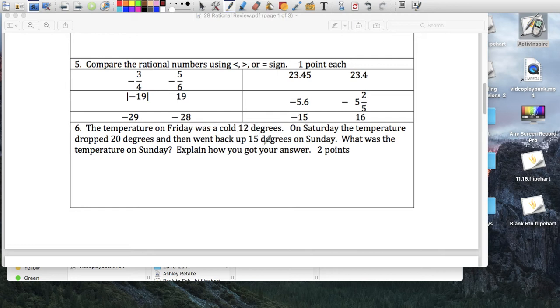The temperature on Friday was cold, 12 degrees. On Saturday, the temperature was 20, then back up to 15. Okay, so one way of doing this is to create a thermometer. Make sure you put all the numbers necessary.